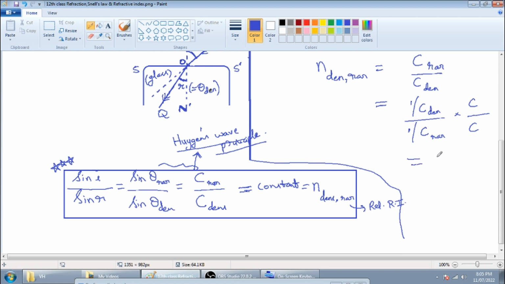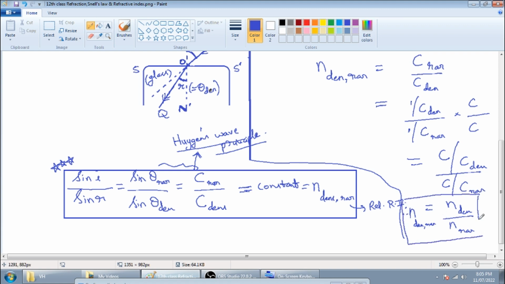So this now can be written as what? C by C denser divided by C divided by C rarer. Which is nothing but absolute refractive index of denser medium divided by absolute refractive index of rarer medium. That is what is coming. So therefore what we are getting is a very simple equation. The relative refractive index of denser with respect to rarer is simply coming as absolute refractive index of denser by rarer.